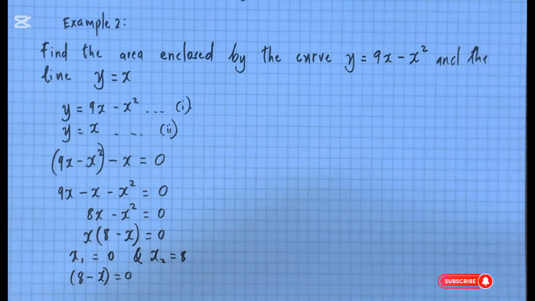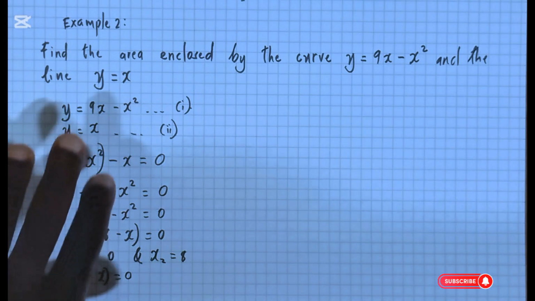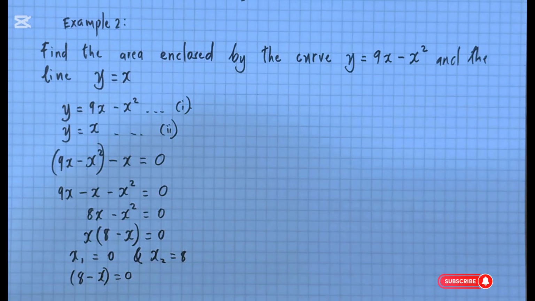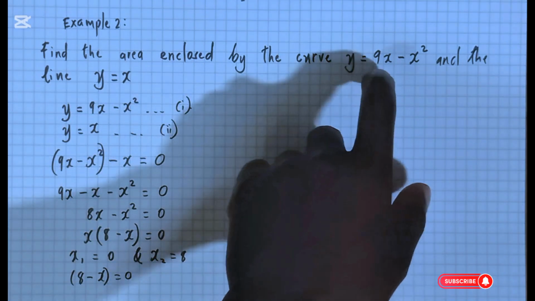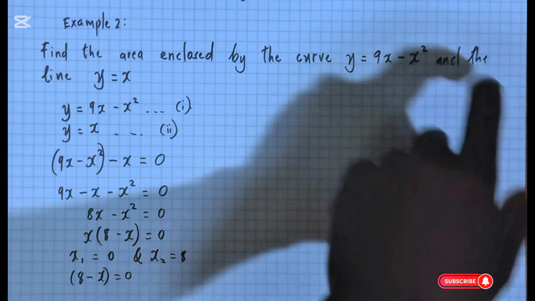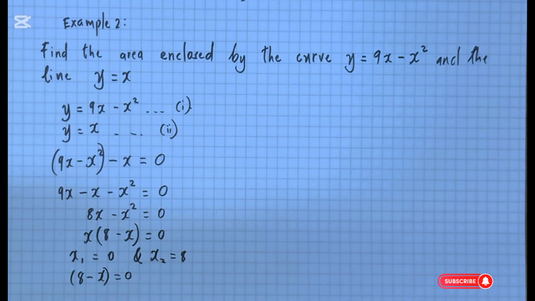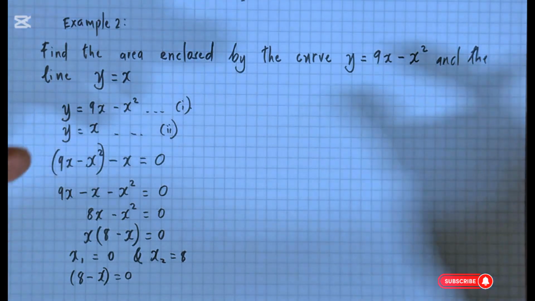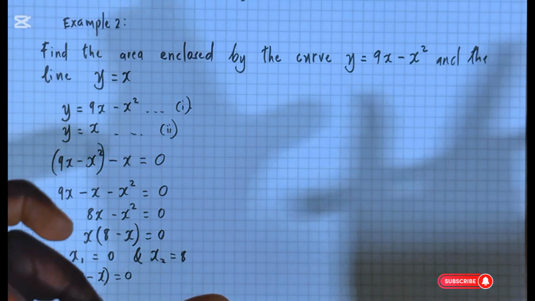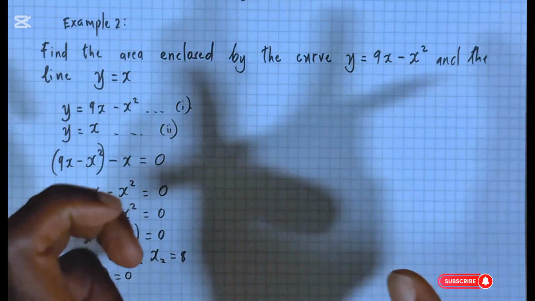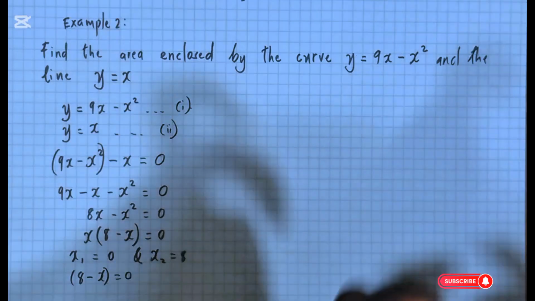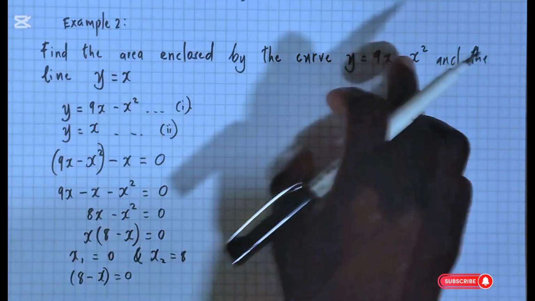Now, the second thing that we're going to do to solve this, because we are not having a situation where the x-axis is actually involved here, for us to find the area of this enclosed region by y being equal to 9x minus x squared and y being equal to x, we're basically going to find the definite integration of both. We're going to get the difference of the definite integration of both of the lines, both of the curves.